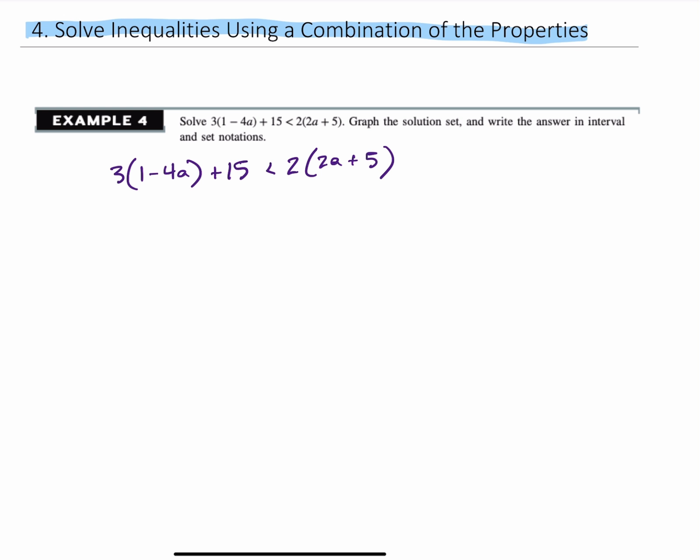So let's just solve this like an equation, and then if we end up having to divide by a negative or multiply by a negative, let's just keep in mind we'll have to flip the direction of the inequality. But otherwise, this is going to feel just like solving an equation. So everything should be pretty similar. So let's start by getting rid of the parentheses. Let's start by distributing this 3 through, and let's distribute also this 2. So this will be 3 minus 12a plus 15 is less than 4a plus 10.